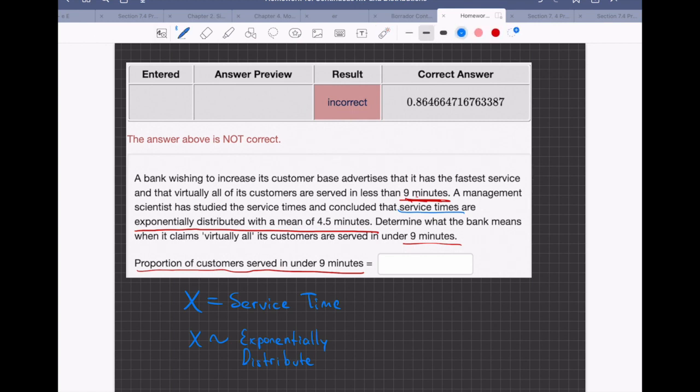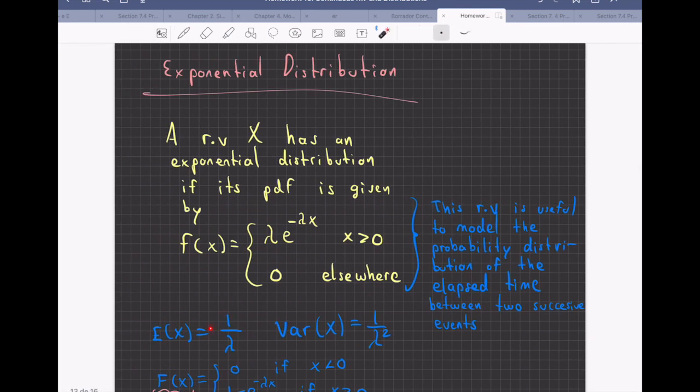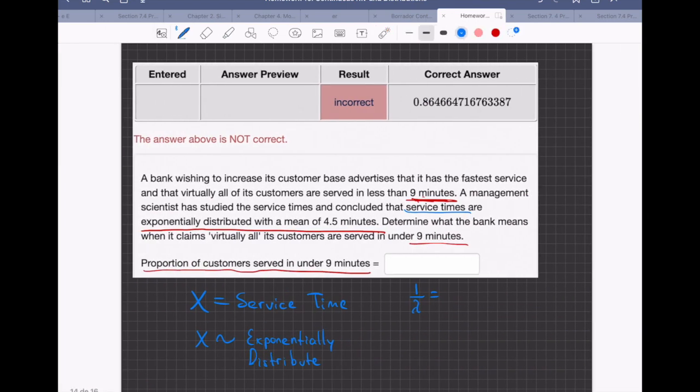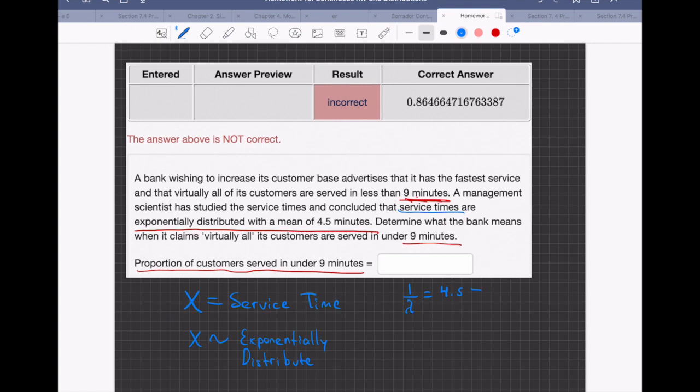So based on this, since the mean is 1 over lambda, 1 over lambda is the expected value, or the mean, then 1 over lambda should be equal to 4.5. Use this to compute lambda. Lambda is equal to 1 over 4.5. Or what is the same? 0.222222.